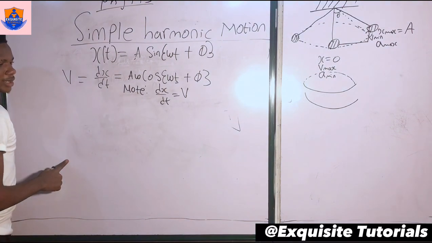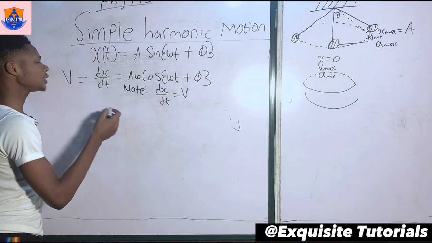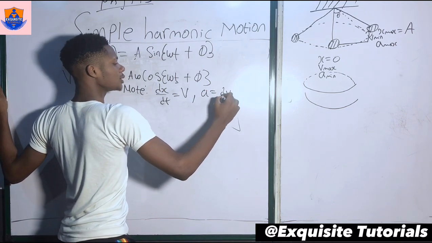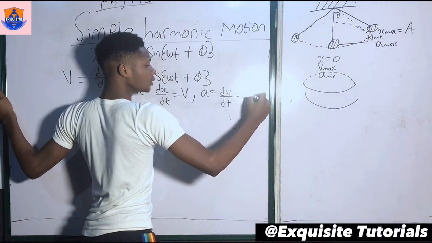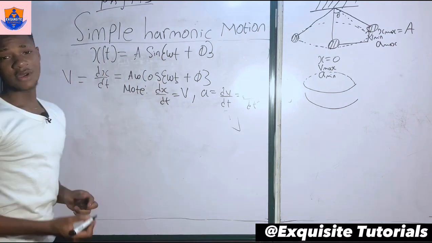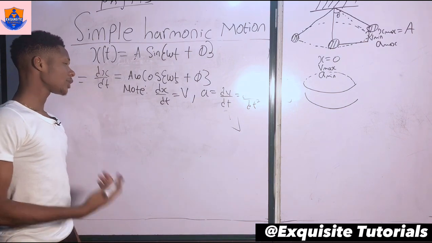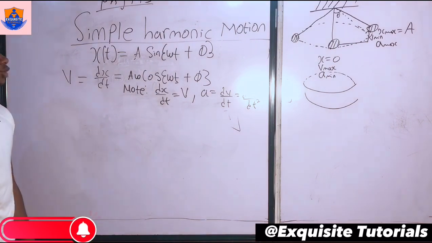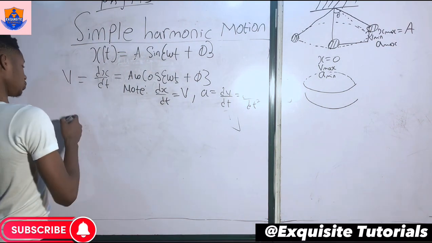Now, how about the acceleration? Acceleration is the first derivative of velocity, or it is the second derivative of displacement. You should take note that acceleration is the first derivative of velocity or the second derivative of displacement with respect to time. So if I differentiate this equation on the board, I am going to get the acceleration of the body undergoing simple harmonic motion.